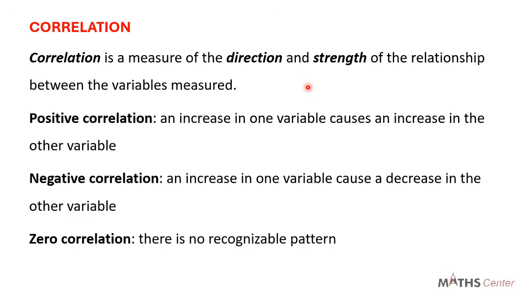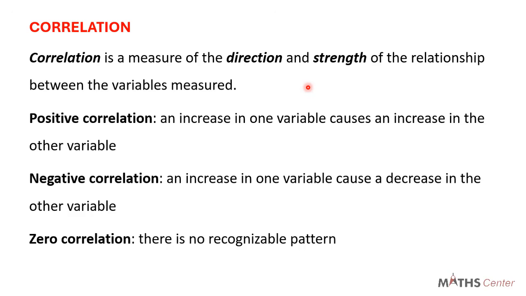So the correlation could be positive, where as one variable increases, the other increases, or it could be negative, where as one variable increases, the other decreases, or you could have a zero correlation where there is no recognizable pattern, so you can't really tell whether it is a positive correlation or a negative correlation.